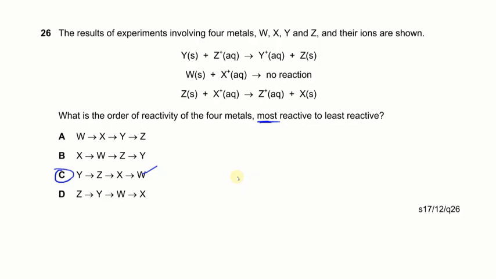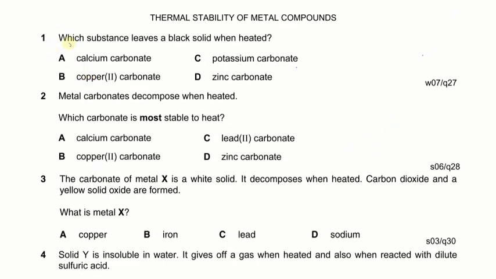Now let's see some questions related to the thermal stability of metal compounds. The first question: which substance leaves a black solid when heated? Black solid is actually copper oxide. So the answer would be copper carbonate, which will leave a black solid. Otherwise calcium oxide is a white solid, and potassium and zinc compounds are all white solids.